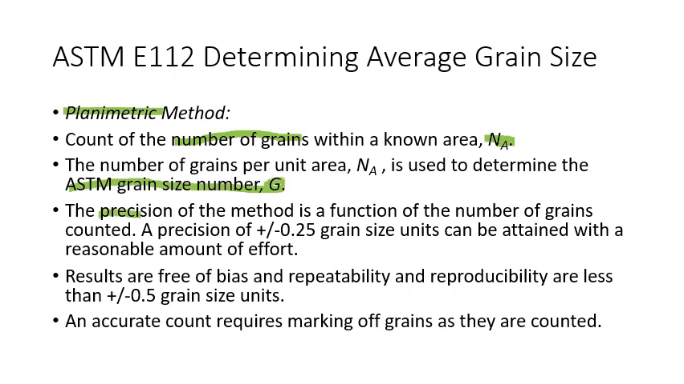The precision of this method depends on how many grains are counted, and typically with a reasonable amount of effort, a precision of about plus or minus a quarter of the ASTM grain size can be achieved. The results are shown to be free of bias and repeatable and reproducible to less than about plus or minus 0.5 of these ASTM grain size number G units. To use the method accurately, you should mark off the grains as you count them.